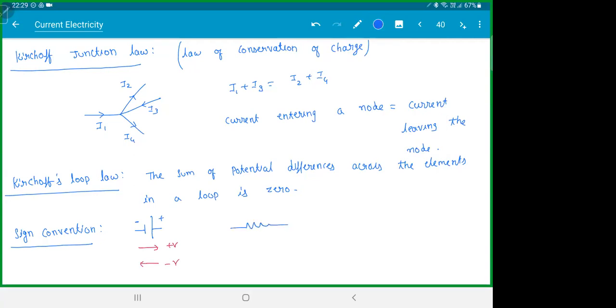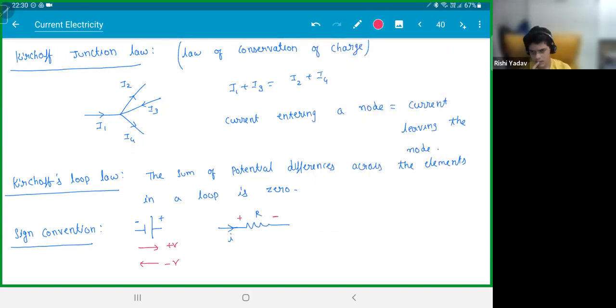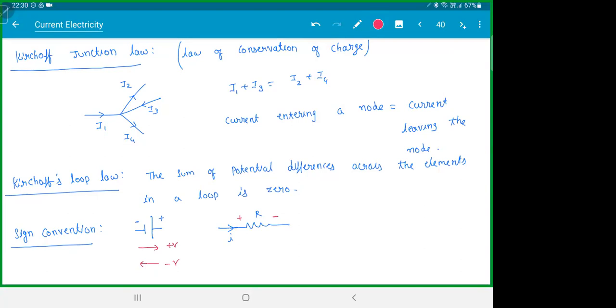If you have a resistor and a current I is flowing here, tell me one thing. Current flows from where to where? Higher to lower potential. So current always goes from higher to lower potential. Meaning if you go from plus to minus, that is, if you go in the direction of the current, what happens to the potential? Decrease. What is the potential across the resistor? I into R, so minus I into R.